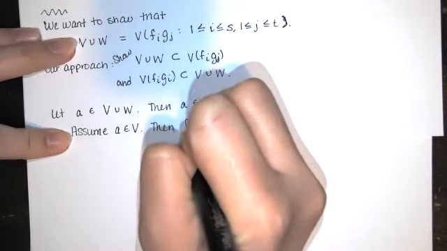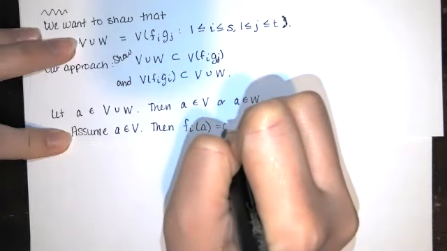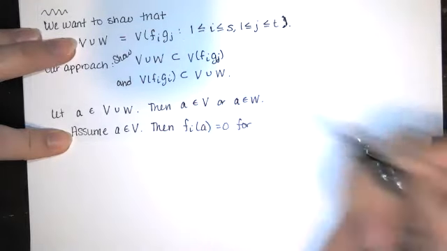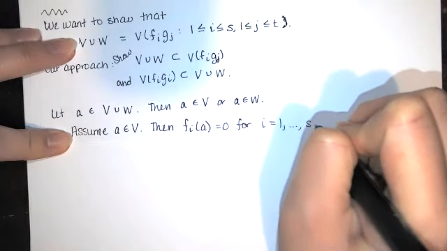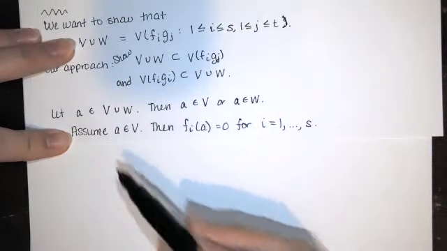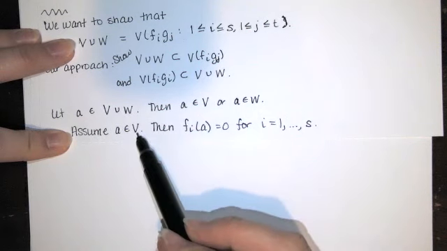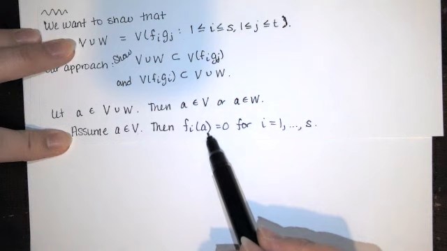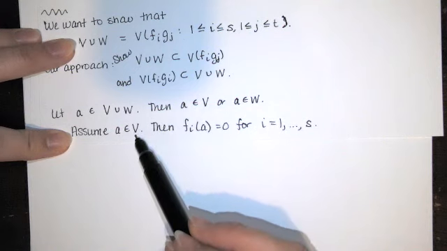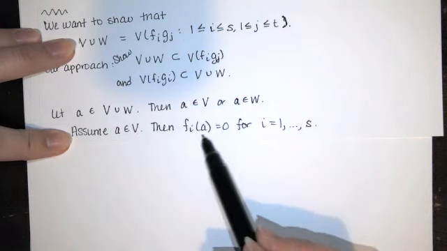Then we know that f sub i of a is equal to 0 for i equals 1 through s, because that's what it means for a to be a member of this affine variety. That means that all of the equations, or all the polynomials that define the variety V, are equal to 0 at that point.